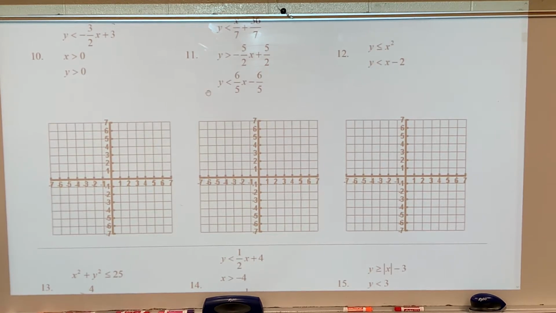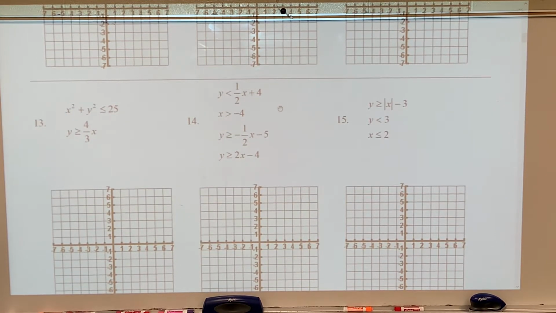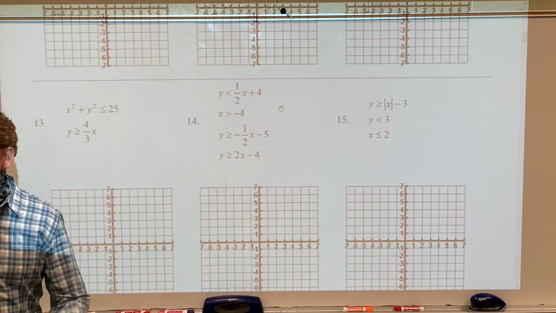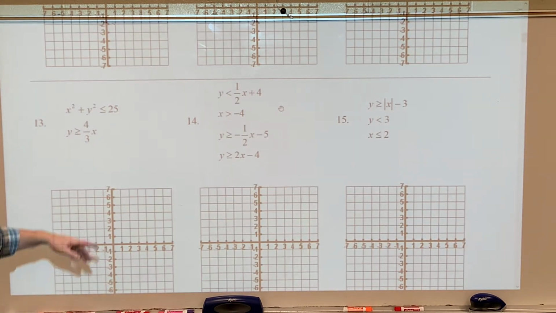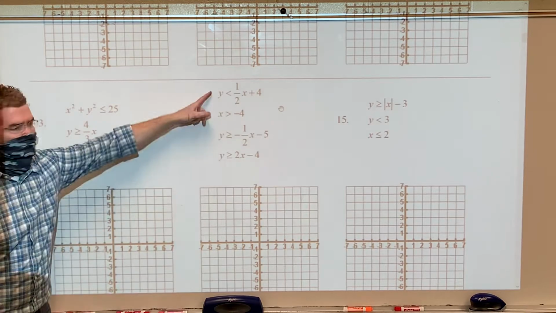Tell you what, I'm going to jump to 14. Jump to 14, and most likely you're going to be sitting on a bunch of equations that you're going to be graphing. So if you look at number 14, help me out real quickly. First one.